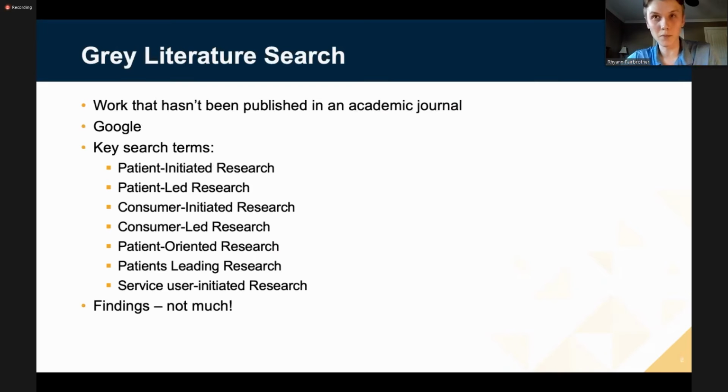In addition to this published literature search, where we had the help of our librarian, we conducted a gray literature search on our own, which is where we looked through work that hasn't necessarily been published in an academic journal. To do this, we looked through the internet using a combination of both Google and Google Scholar. We also broadened the amount of key search terms that we used, as I was mentioning earlier, to try and accommodate the wide variety of terms that were used to describe this kind of work. As you might imagine, because this work is so new, there wasn't much out there in terms of the gray literature.